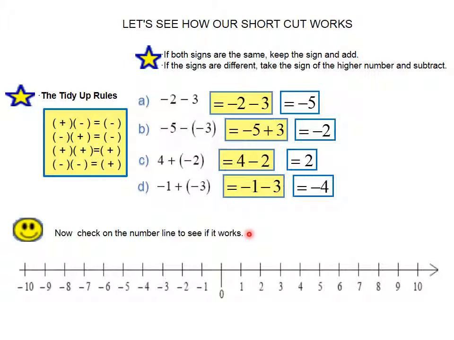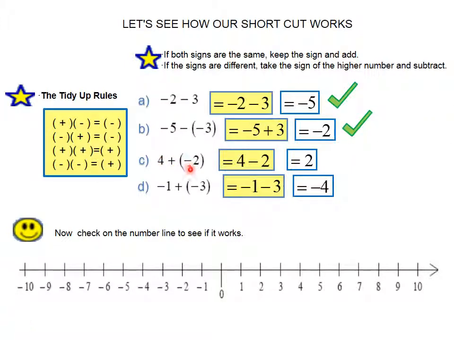So starting at -2, moving left 3: -2, 1, 2, 3, -5. Our first answer is correct. -5, take away 3 units of cold water should mean going right 3. 1, 2, 3. We ended up at -2. Our second answer is correct.